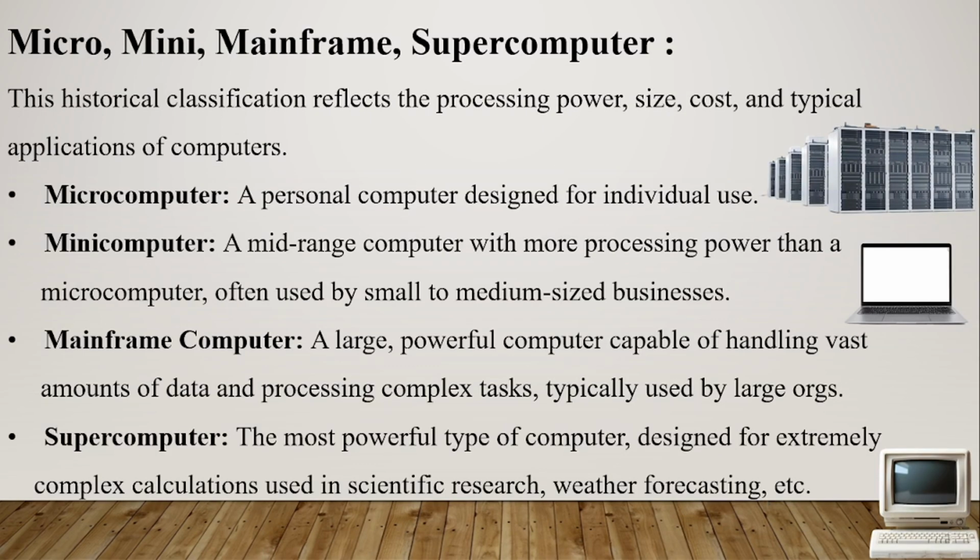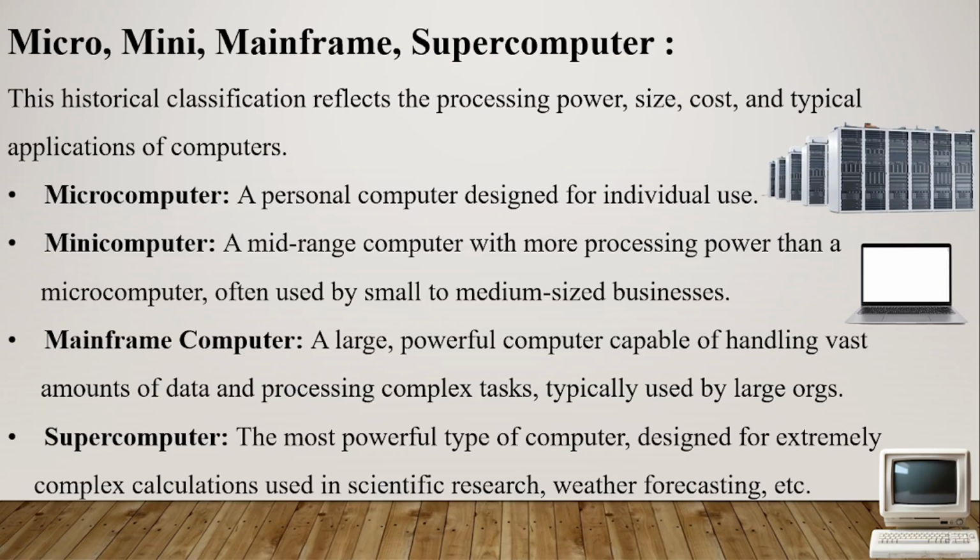This is a historical classification based on processing power and uses. A microcomputer is your personal desktop or laptop. A minicomputer is a mid-sized machine used by businesses. A mainframe computer is large and powerful, used by banks and big organizations for bulk data.